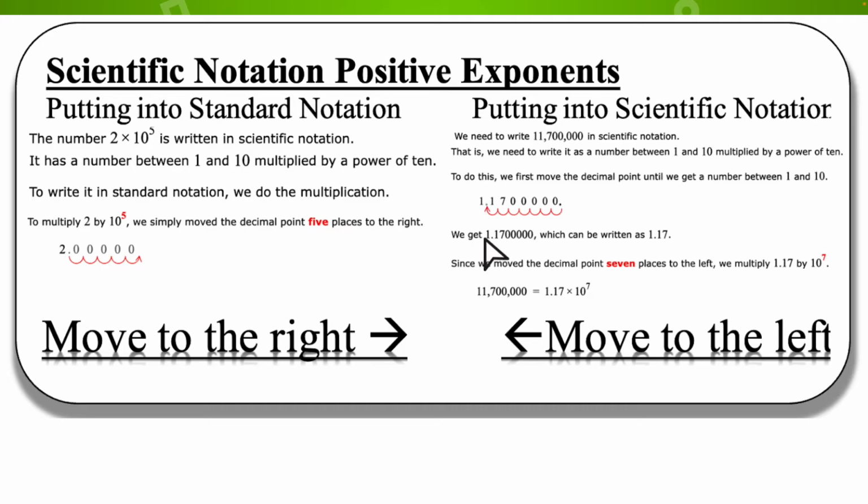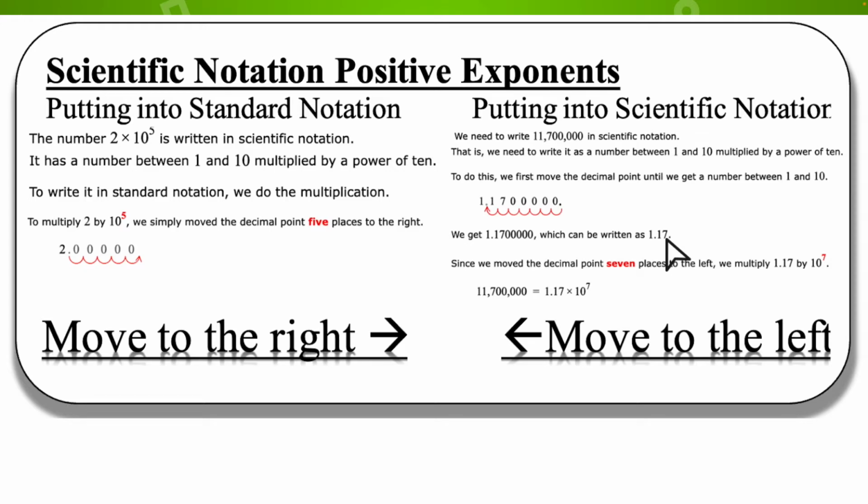So we get 1.17 with a bunch of zeros on it. And these are non-essential zeros. There's no other numbers other than 0, so we drop them off. So we only have 1.17. Much easier to look at than the 1.17 with all those zeros on the end.